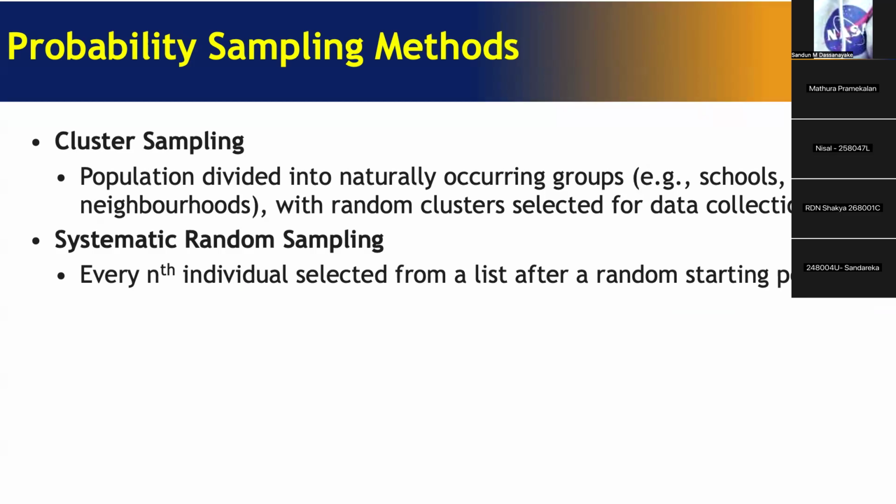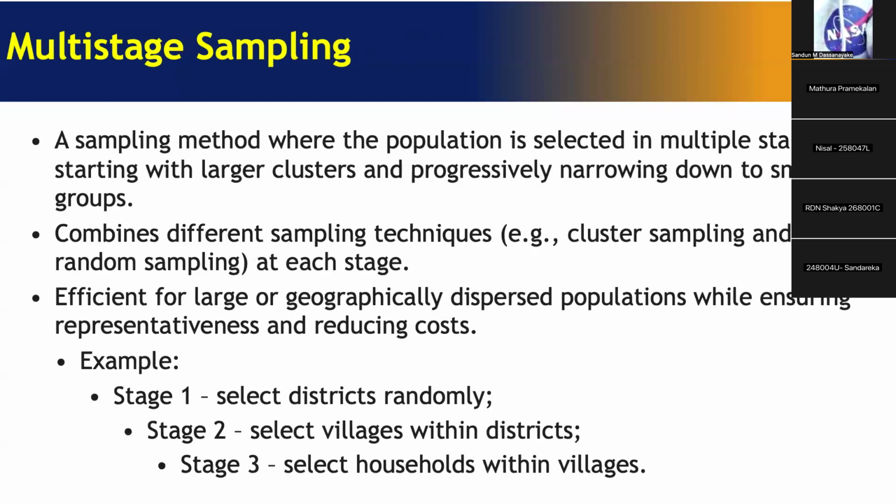You start from somewhere, and then you select another person after counting 3, 4, or whatever the number, and it keeps on going. There's a system, but it's random. It's systematic but random, because you have a particular way of sampling from a particular group, but the selection is random because the starting point is random. So that's what systematic random sampling is.